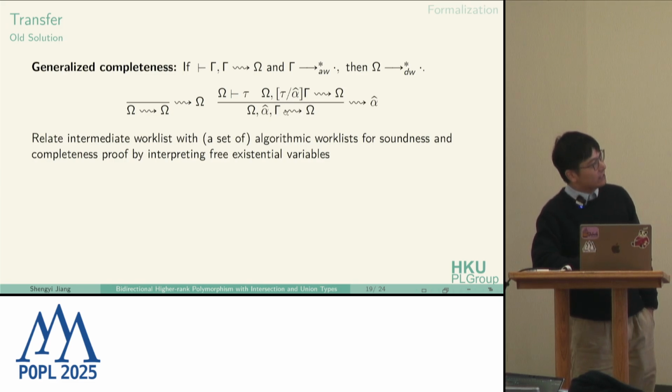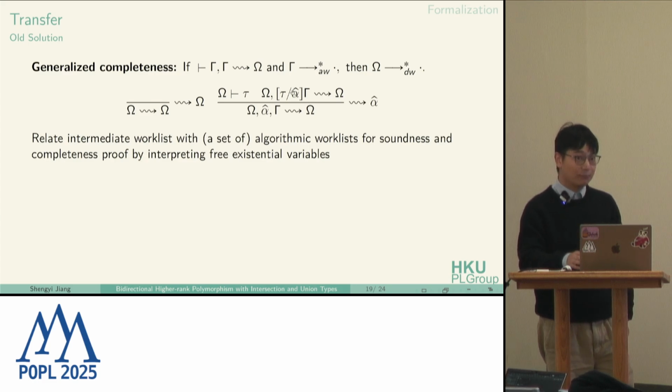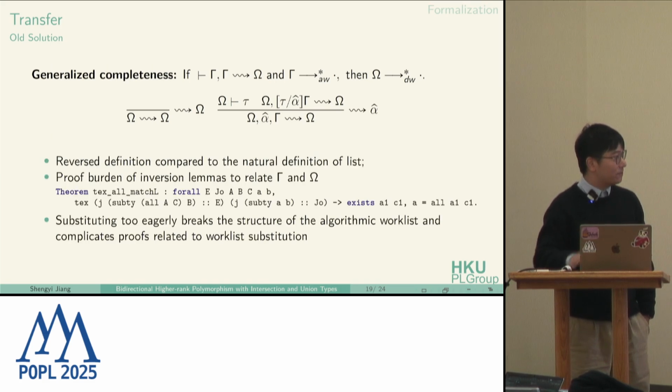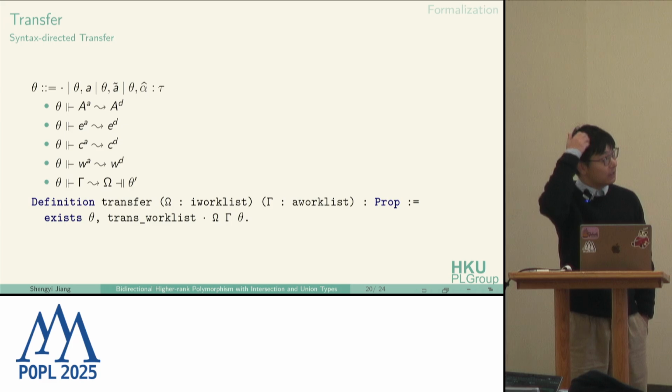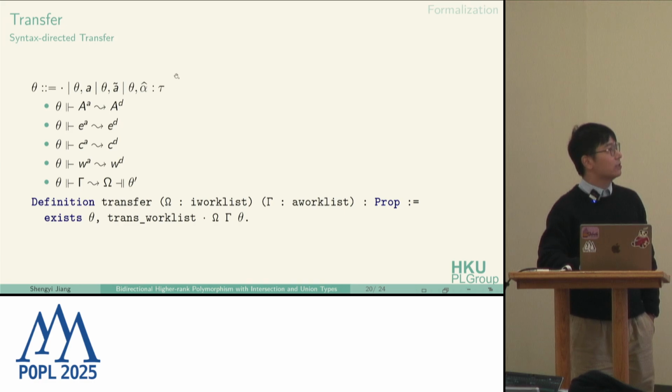So we need to interpret this thing as a well-formed declarative type. And previously, this was a transformation used before. You can see it examines the worklist from beginning to the end, which contradicts the usual inductive structure of a list. And it also has substitution everywhere. And it really complicates things a lot. Instead, we develop a syntax-directed transfer that makes things much simpler. So basically, the general idea is we keep track of an explicit substitution set to track all the instantiations, and we don't do the substitution eagerly.